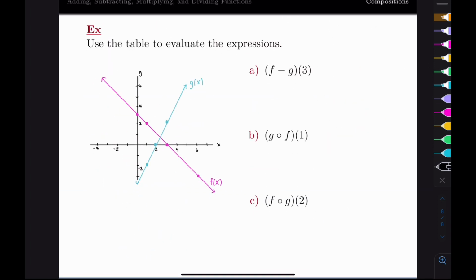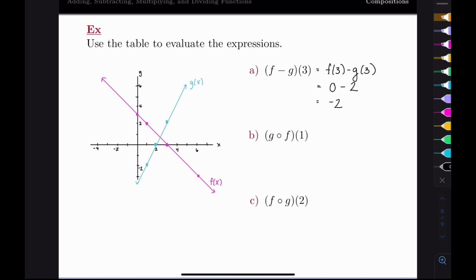Let's do a very similar example, but now instead of using a table, we have to utilize the graph. So for this first one, subtraction just says take f of 3 and subtract g of 3. So when x is 3, g is 2, and f is 0. So f of 3 is 0, and g of 3 is 2. So this is just 0 minus 2, or negative 2.